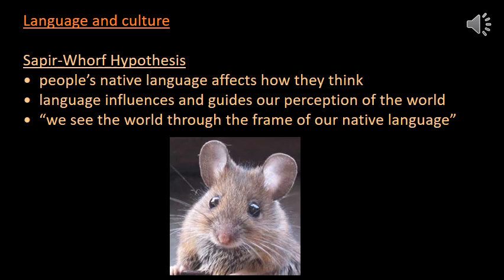Sapir and Whorf were two linguists working together, and they go pretty far in their theory. I think they go too far, but it's a matter of opinion. They say that native language will define someone's perception of the world. I would say it influences how we perceive the world. And the third bullet in the slide here is a quote from when they published their theory.